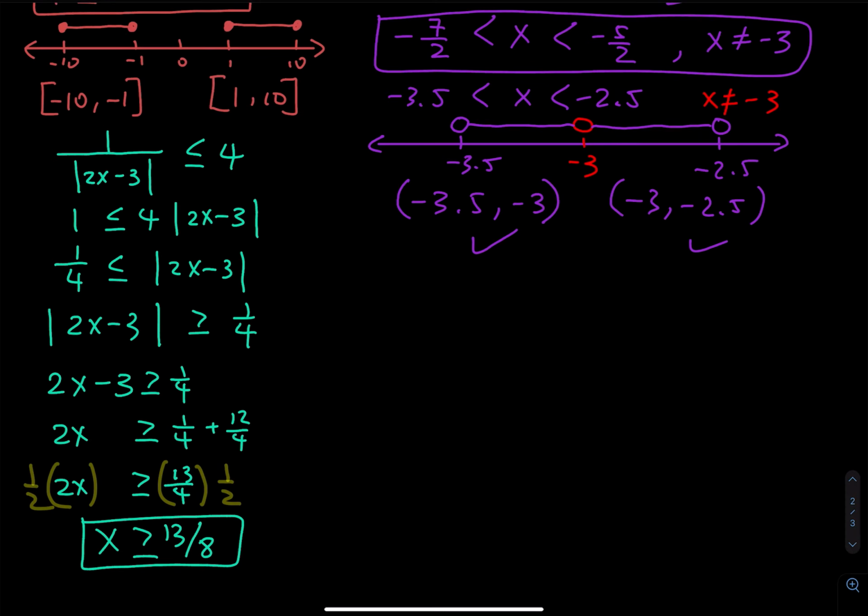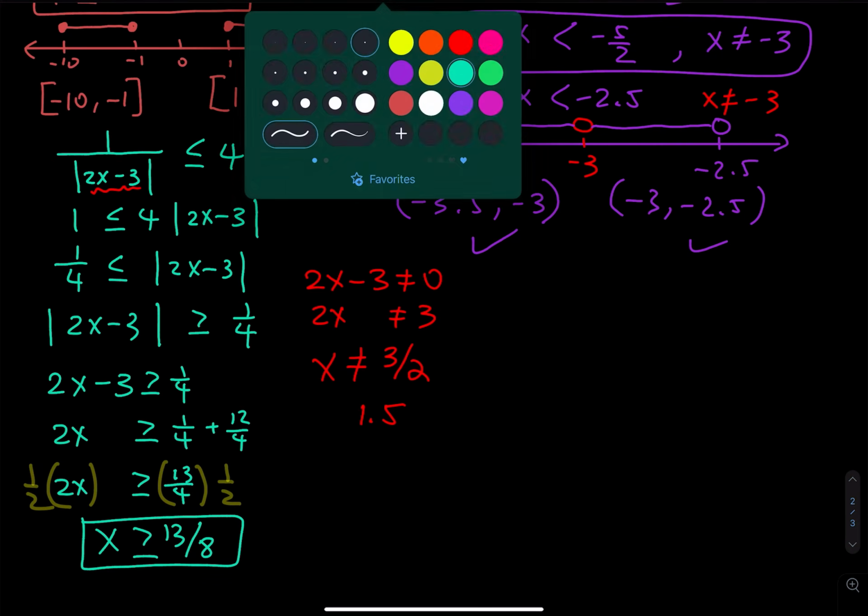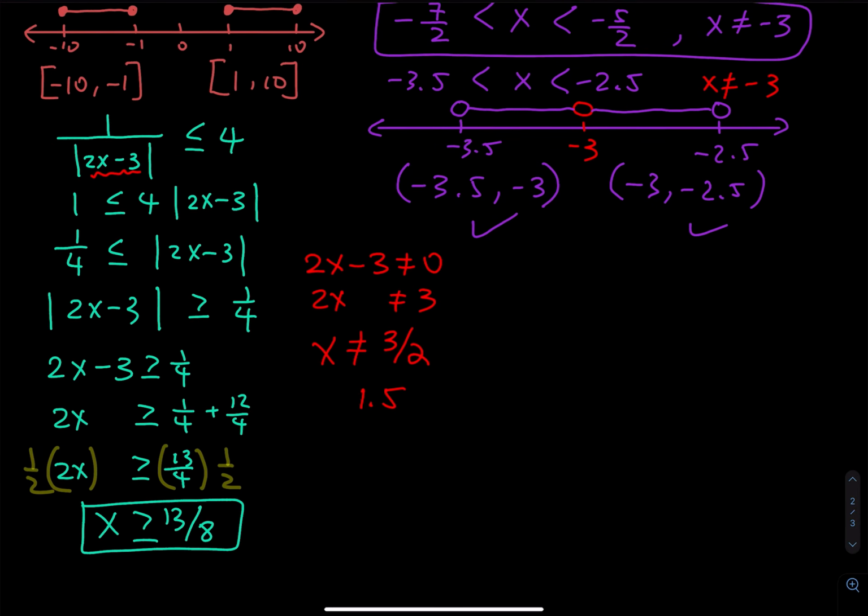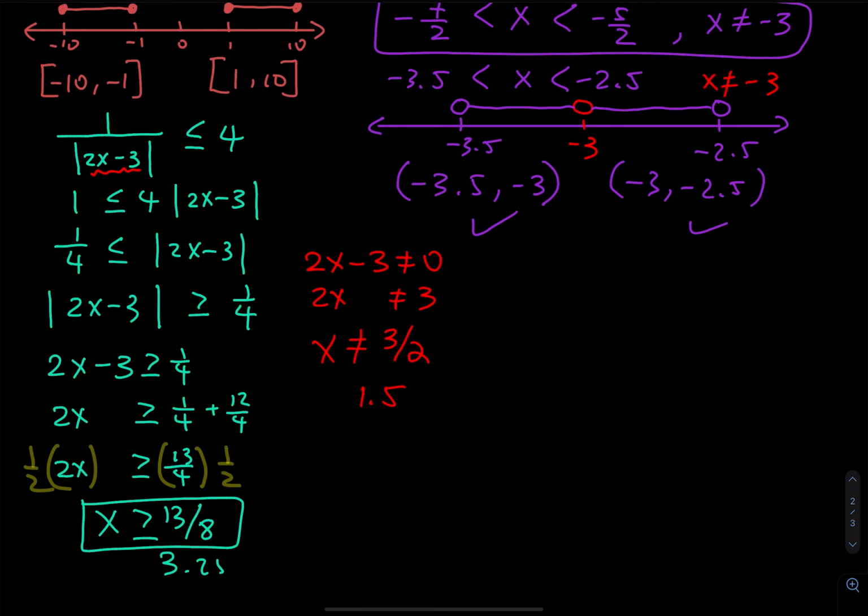13 over 8. Okay, so before we move on to the second part, do you see that I missed something extremely important? Yeah, right, the red. Do you see the denominator here? The 2x minus 3 cannot equal 0. And then 2x cannot equal 3, so x cannot equal 3 over 2. So 3 over 2 is approximately 1.5. And then the 13 over 8, this one you don't need to approximate. The 13 over 8 is 3.25.